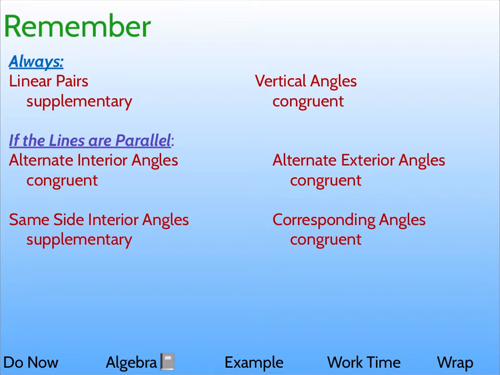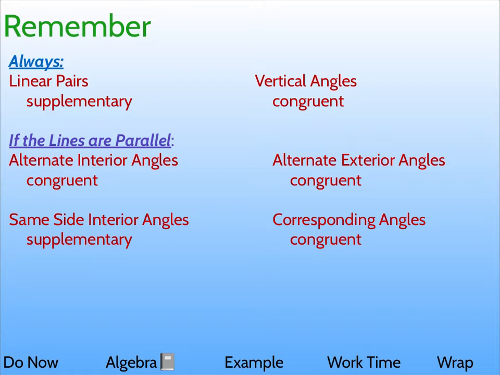Okay, so today we're going to look a little bit more at transversal angles, and we're going to add in some algebra to it. But just to remind you guys, always true no matter what. It doesn't even matter if we have any lines parallel. Linear pairs are always supplementary, and vertical angles are always congruent.